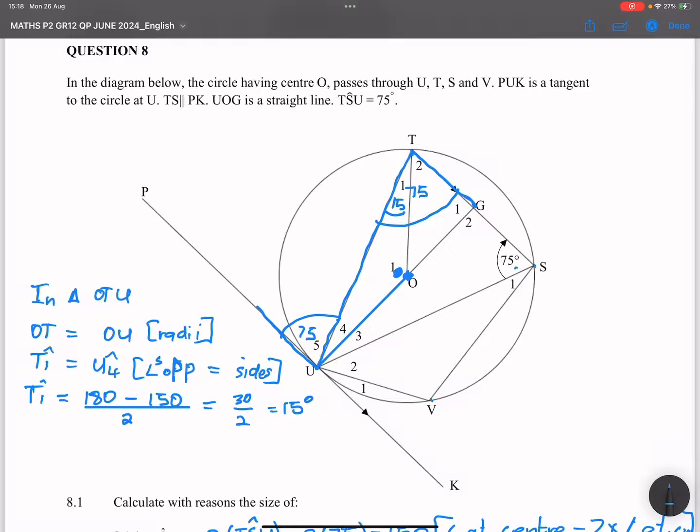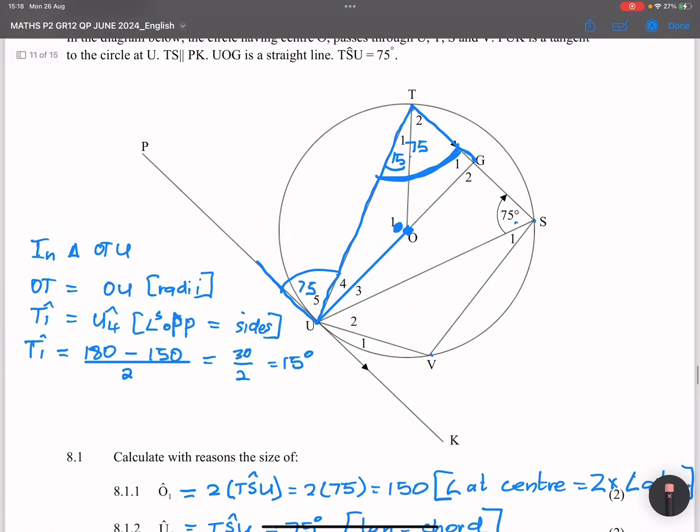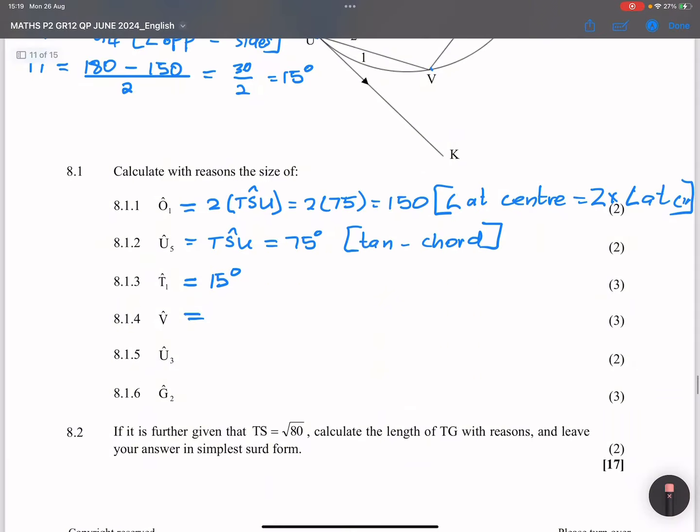But what are we looking for? We are looking for angle V. If this entire angle is 75, then angle V would be 180 minus 75, which is opposite angles of a cyclic quad. So 180 minus 75 gives us 105. So angle V is 180 minus 75, which is 105.